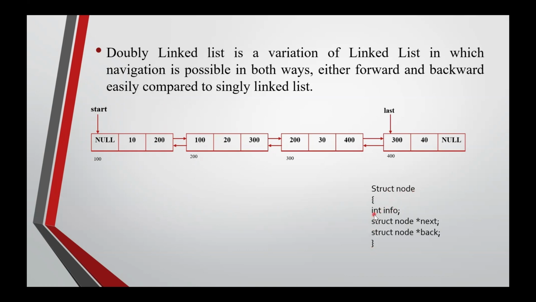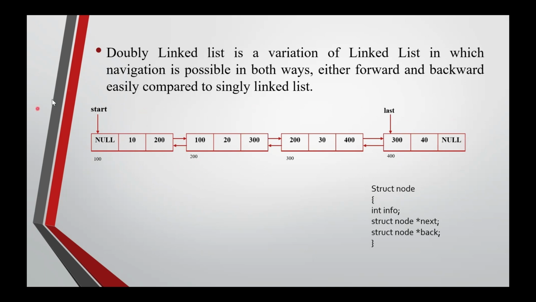In this case, for a double linked list, the structure is declared in this way. So this is the structure node. Structure info means the data we are going to store. There are two pointers. The next pointer is used to store the address of the next node, and the back pointer is used to store the address of the previous node, or back of the existing node.